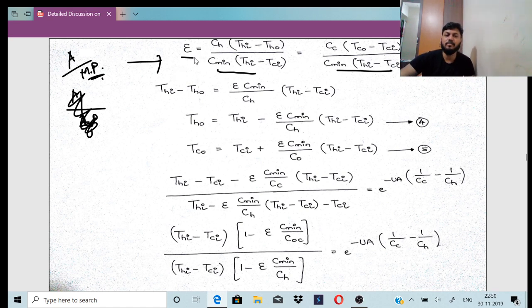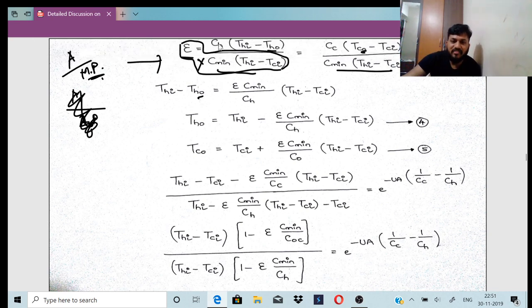Now let me write this effectiveness. Okay, so now I need the value of TH naught and TC naught from both sides, right? So what will be the value of epsilon here? Basically CH into THI minus TH naught, equal to epsilon into C minimum into THI minus TCI. So this one we will get here. Since this is a counterflow heat exchanger, CH into THI minus TH naught is equal to epsilon C min. This will be one term.